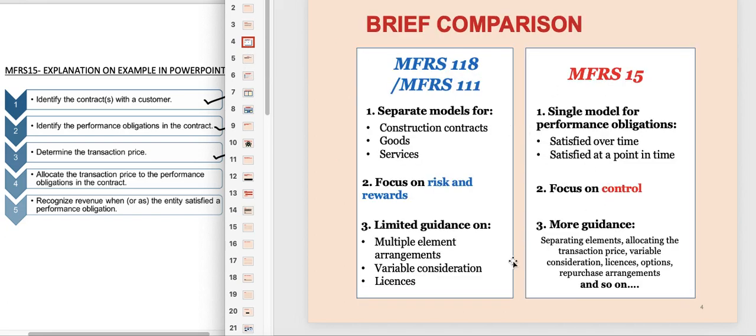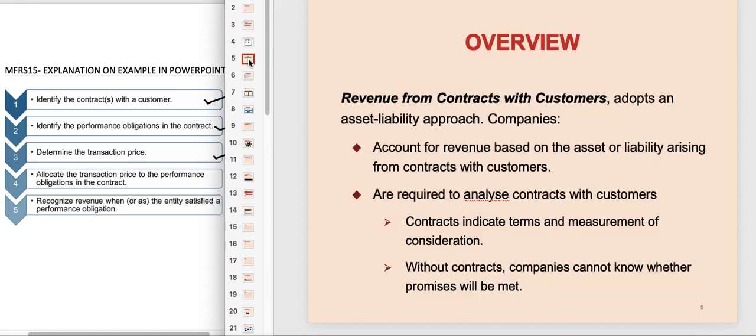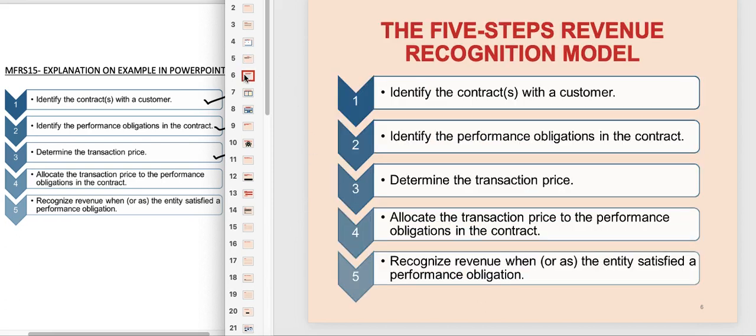This is basically the summary on the comparison between the old MFRS and the current MFRS 15 that we are applying. Under MFRS 15, it is a revenue from contract with customers, in which there are 5 steps that the entity needs to comply with before they can recognize revenue from the contract. The first step is to identify the contract with a customer. Second step, identify the performance obligation.